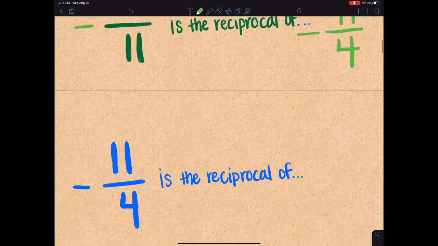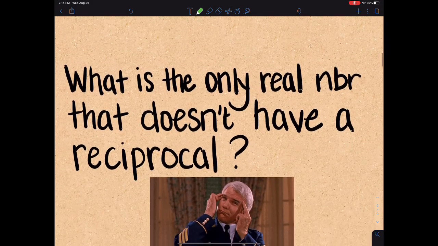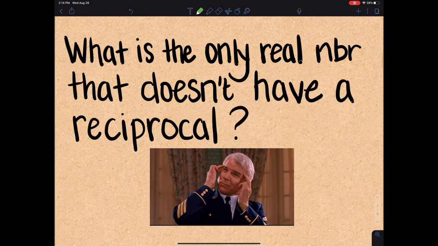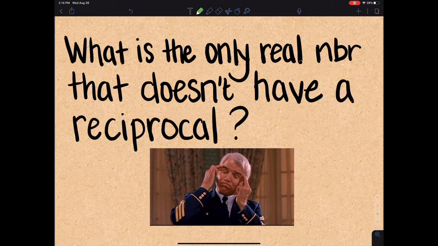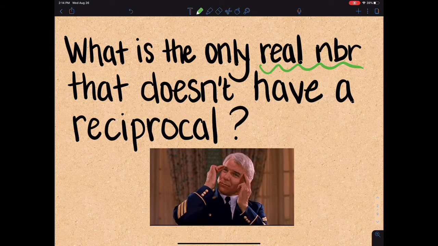Okay, so those are reciprocals, and then it makes the point again, negative 11 over 4 is the reciprocal of, and it's going to be negative 4 over 11. Okay, perfect. Now, what is the only real number that doesn't have a reciprocal?